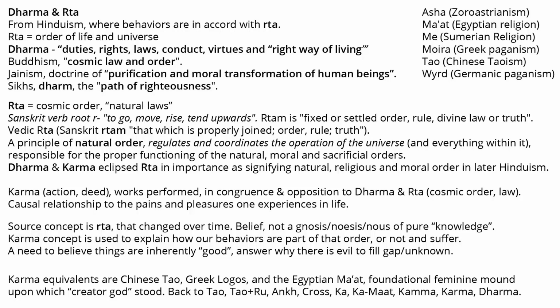So Dharma and rota in Hinduism, the behaviors are in accord with the rota. That's what the Dharma had to do. The Dharma comes from rota, and then Dharma had to do with our behaviors in accord with rota. Rota was the order of life in the universe. So hence, Ma'at, the cosmic order, the cosmic law, that's what rota is, the order of life in the universe. That's why rota, Tauro, the wheel of fortune, the wheel of fate, the wheel of destiny, the wheel of time, all the same thing, different words and symbolism, but all talking about the same thing.